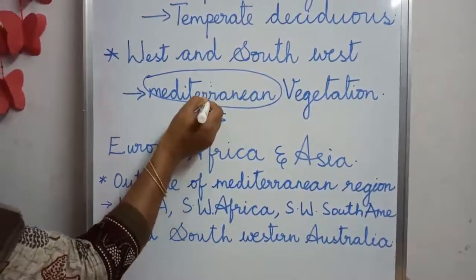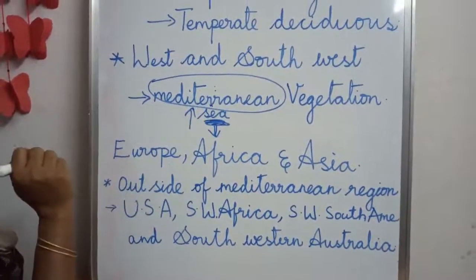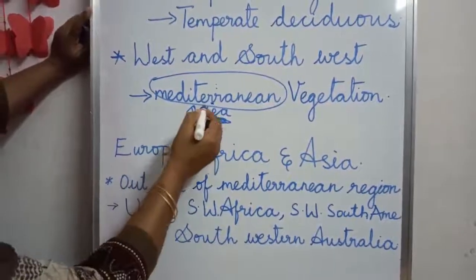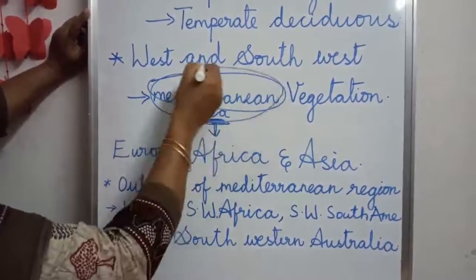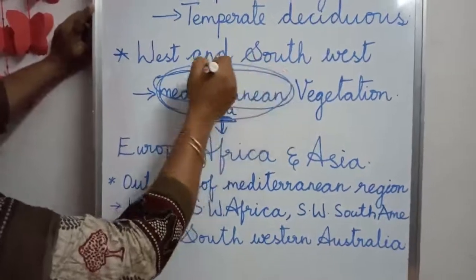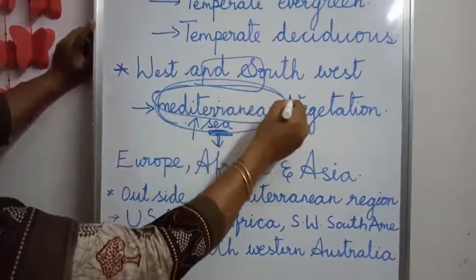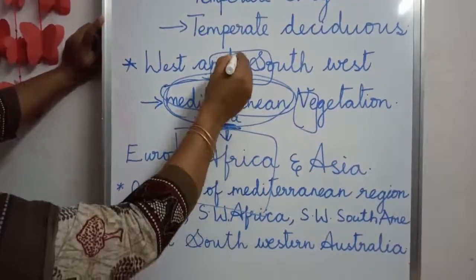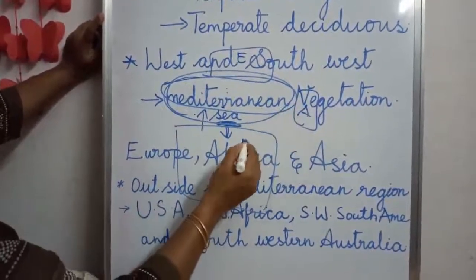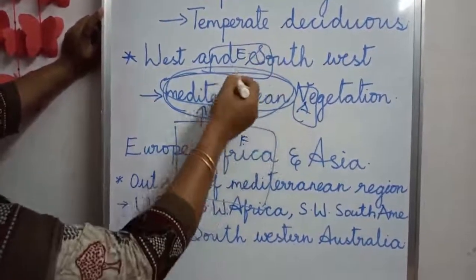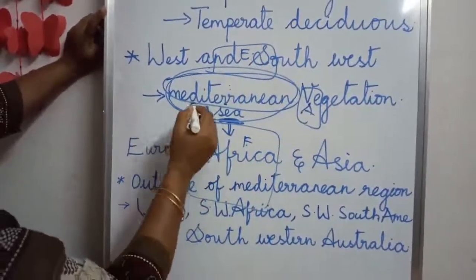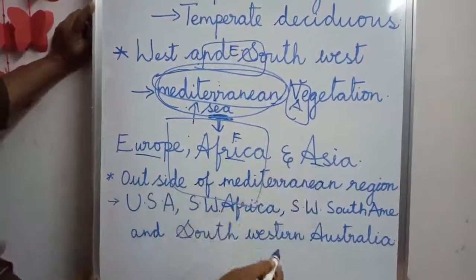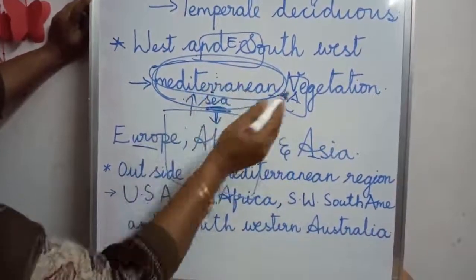So this kind of vegetation can be seen near the Mediterranean Sea, but you can also find it in some other continents. I'll tell you that later. First, if this is the Mediterranean Sea, here at the topmost part is Europe, here is Asia, here is Africa. If you see the world map, you can see it clearly. The margins of these three continents, Europe, Africa and Asia, experience Mediterranean type of vegetation.